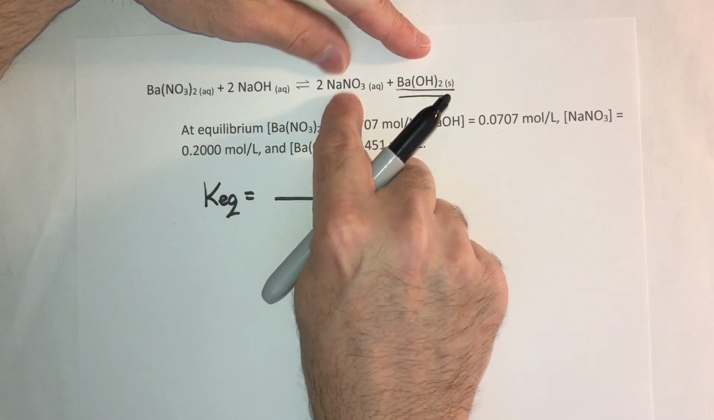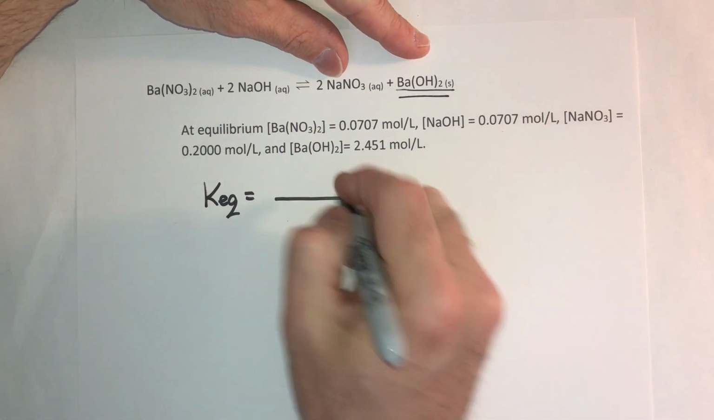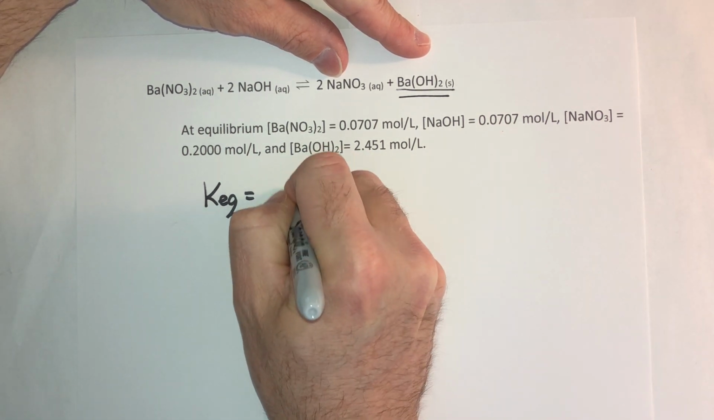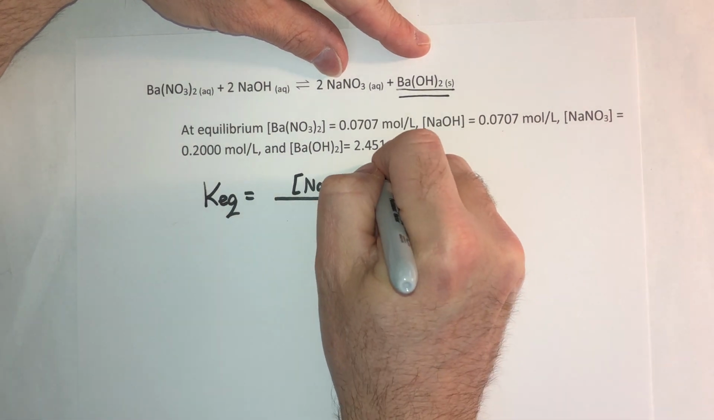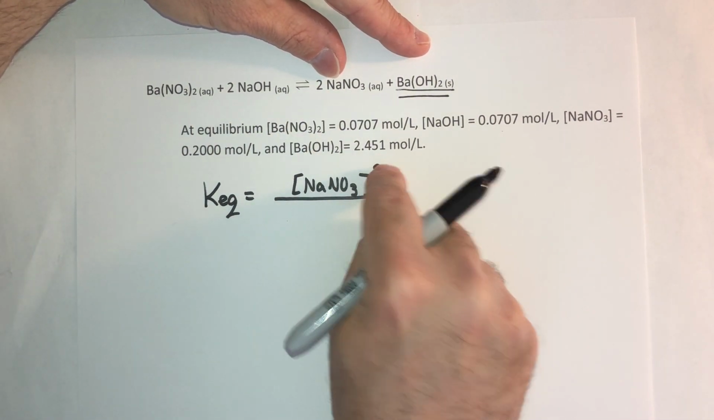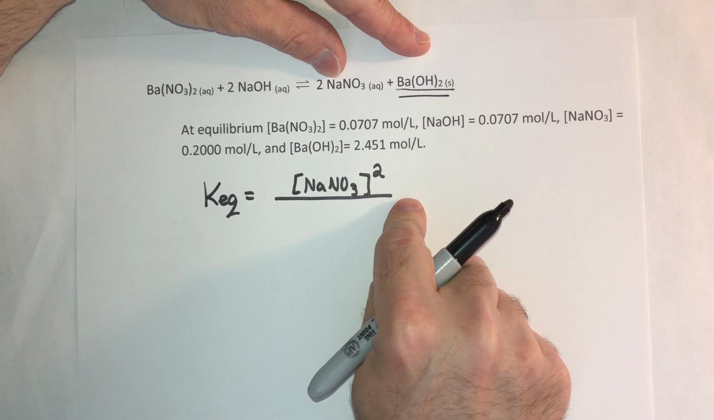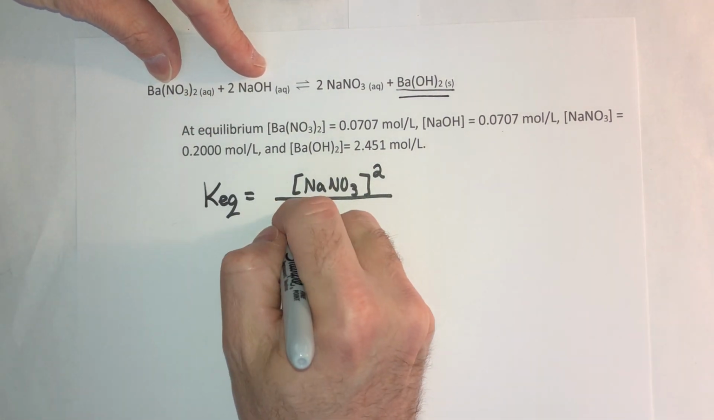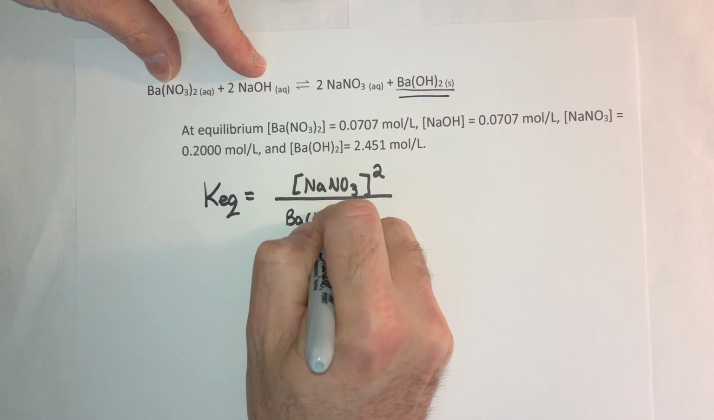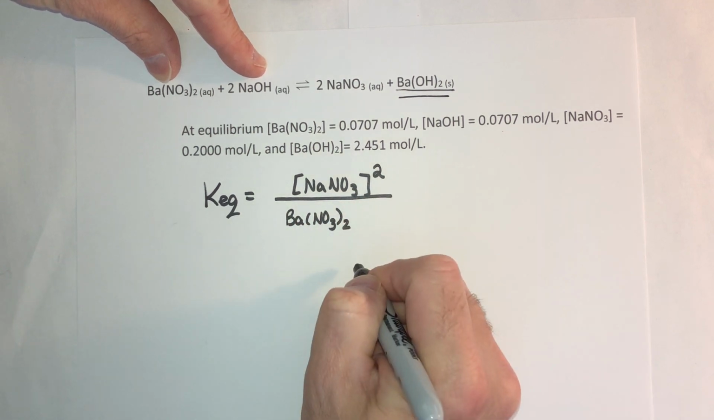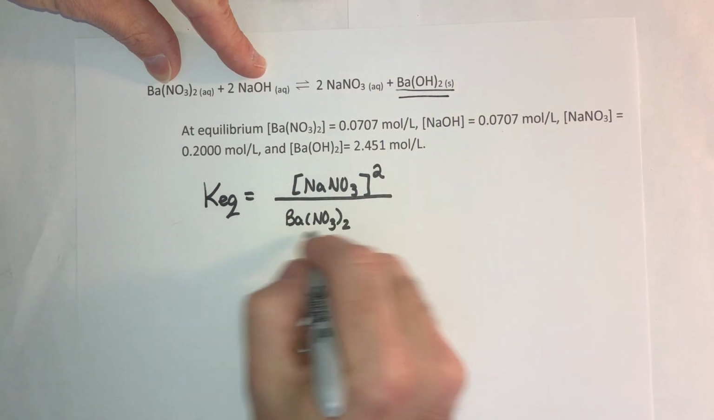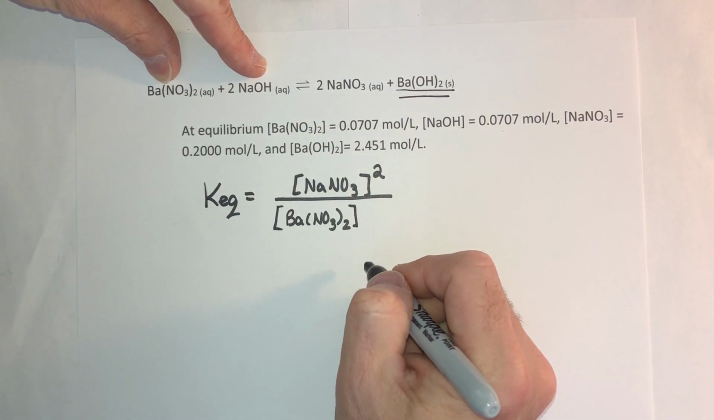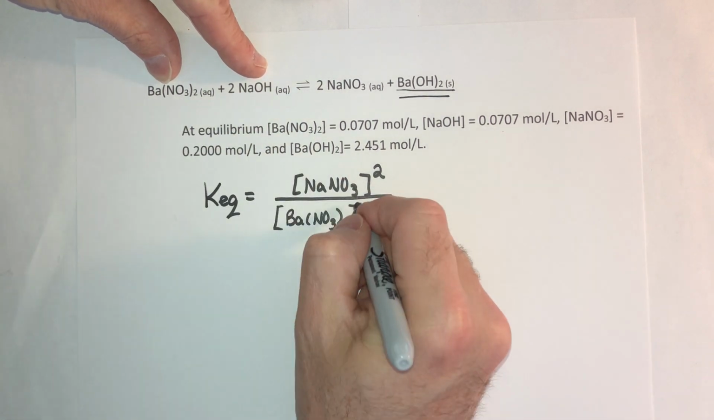Well, between the two products, there's only one of them that I'm allowed to use. So that'll be NaNO3. Square brackets to show concentration. Power of 2, because the 2 was used to balance it. In the denominator is your reactants, and both of the reactants are allowed. So this would be a Ba(NO3)2. Okay, that's a long chemical, but that's its name. Put square brackets around it to show concentration. You use the 1 to balance it, so it's a power of 1.